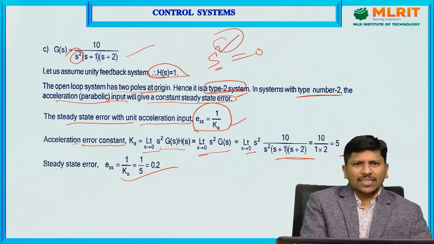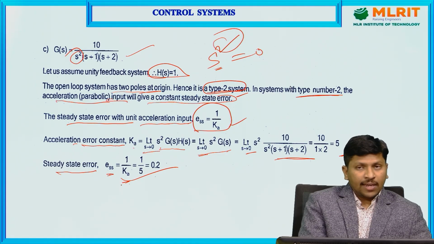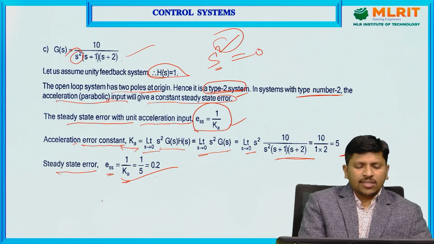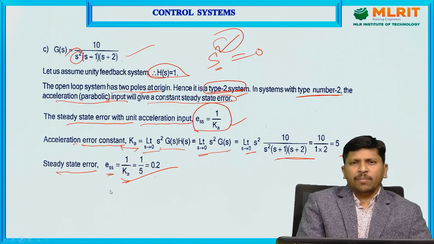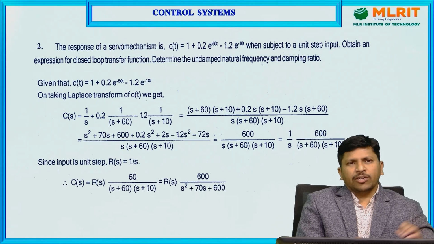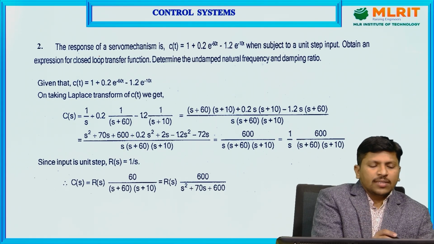But we know the steady state error for the acceleration input. So the steady state error for acceleration, ESS equals 1 by Ka, sorry, 1 by Ka. So Ka equals the acceleration error constant, that is equals 5, right? 1 by 5, that is equals 0.2, right? These are the 3 bits.